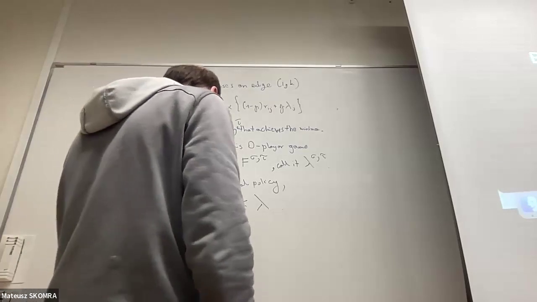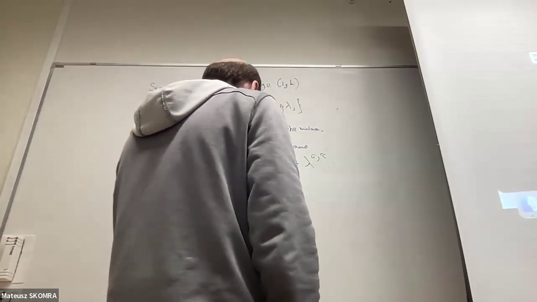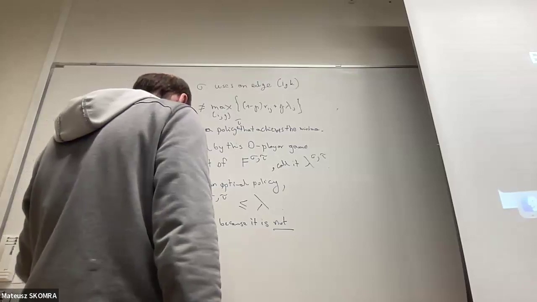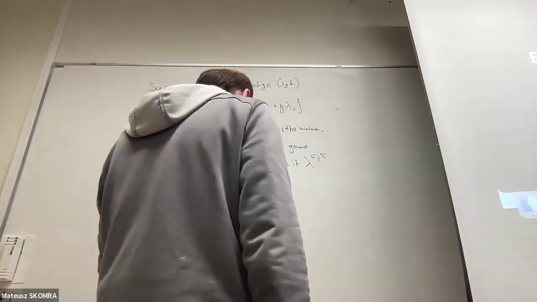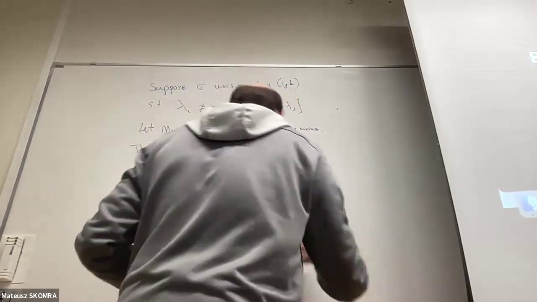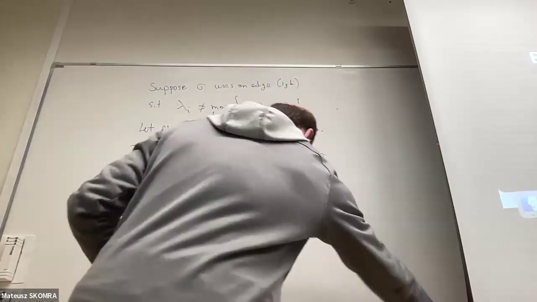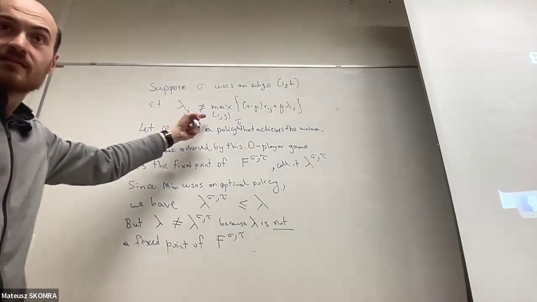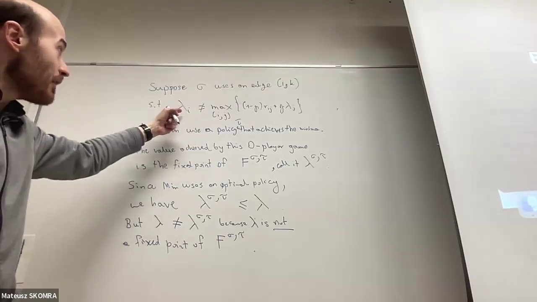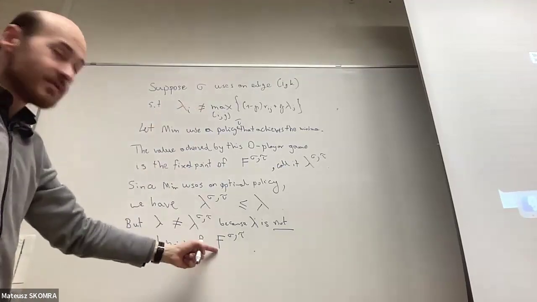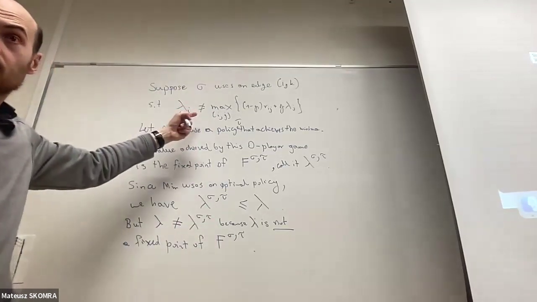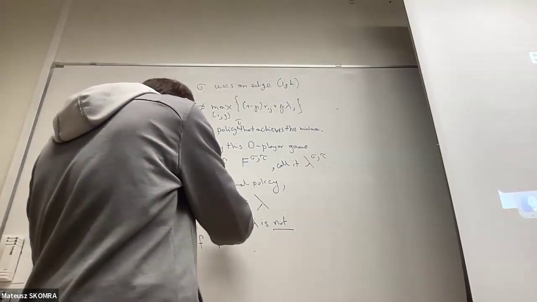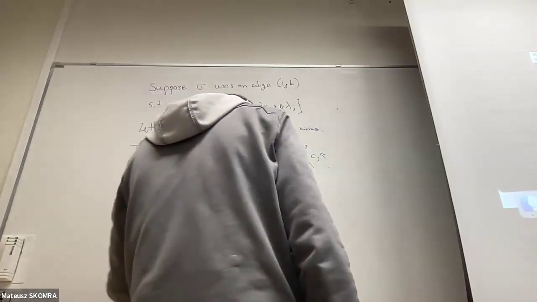But lambda is not a fixed point of F sigma tau. Because this is what we said about sigma: sigma uses an edge that doesn't achieve the maximum, which means that if I plug lambda into these equations, I do not get equality. So the corollary is that lambda sigma tau at i is strictly smaller than lambda_i for at least one i.